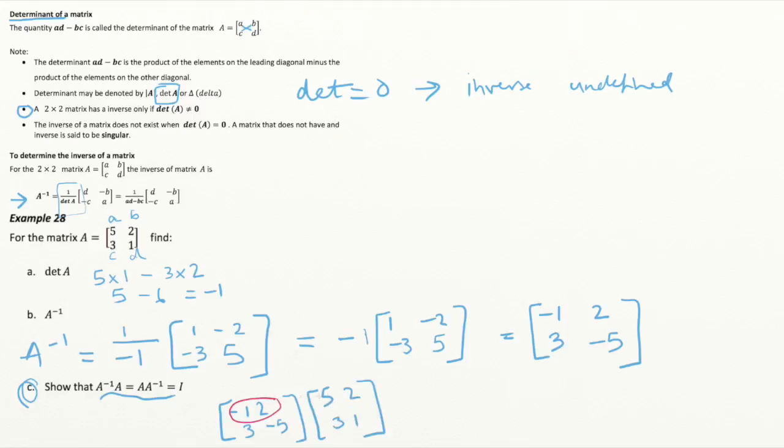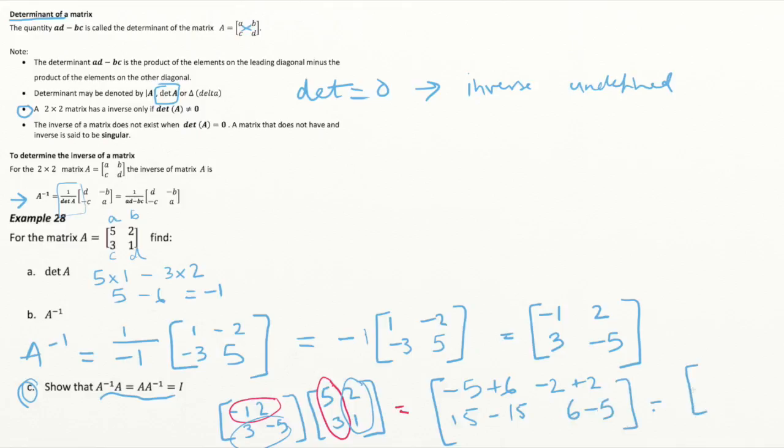Once again, I'm going to go through this kind of quickly because hopefully you've got your head around multiplying matrices. Negative 1 times 5 is negative 5, and then 2 times 3 is 6, so plus 6. Then negative 1 times 2 is negative 2, and 2 times 1 is positive 2. Then this row by the first column, 3 times 5 is 15, minus 5 times 3 is 15, and then second row, second column, 3 times 2 is 6, and then minus 5. And so negative 5 plus 6 is 1, negative 2 plus 2 is 0, 15 minus 15 is 0, and 6 minus 5 is 1.